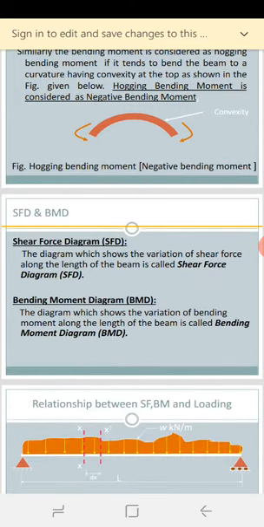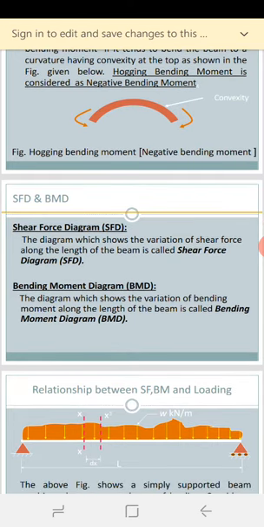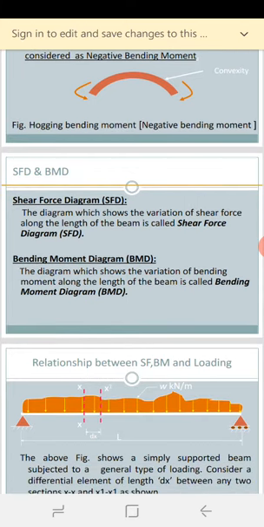Shear force diagram. What is meant by shear force diagram? The diagram which shows the variation of shear force along the length of the beam is called the shear force diagram. I just explained the shear force. If we have to find out the shear force at a particular section, you just add the summation of vertical forces, and you can say that much shear force is developed at this particular point. So it is basically the graphical representation of the variation of the shear force. So you can easily interpret where the maximum shear force is developed.